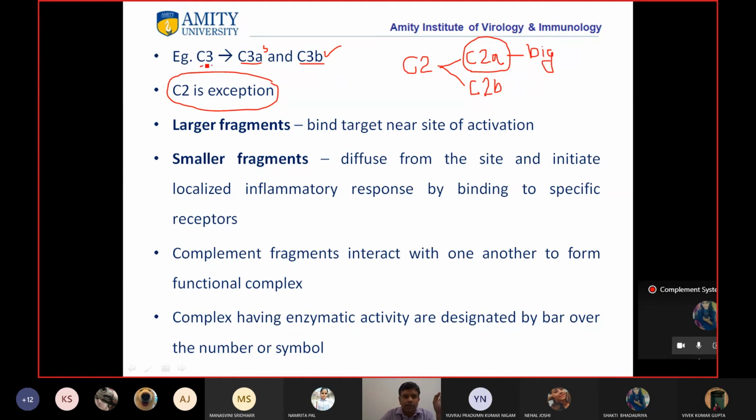Okay. So otherwise for C3, C4, C5, you will see that C3B, or whichever is having the B fragment, is the bigger one, with the exception of C2. Now the larger fragments bind target near the site of activation, right? Whereas the smaller fragment diffuses from the site and initiates a localized inflammatory response by binding to specific receptors, right?